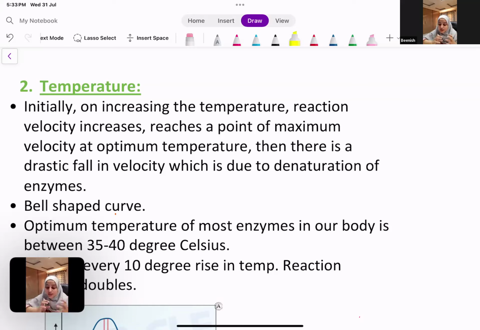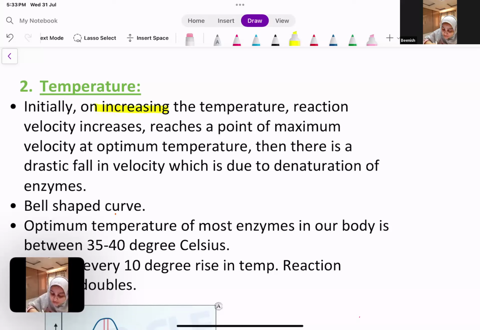So more of the substrate is going to collide with your enzymes. But now here there's something very tricky. Since your enzymes are protein in nature, if you increase the temperature too much, what will happen? They will get denatured. Okay. Now let's read what the notes have to say.